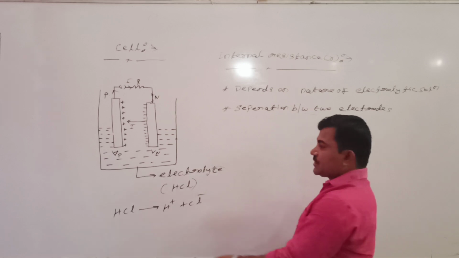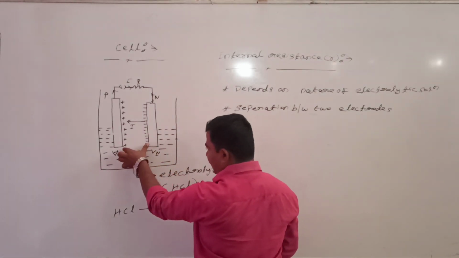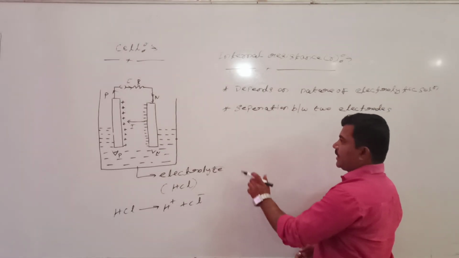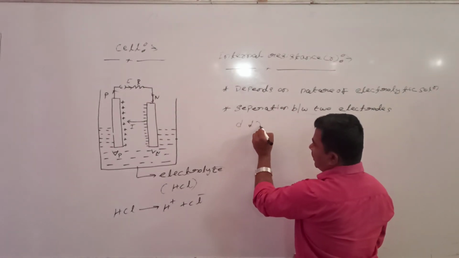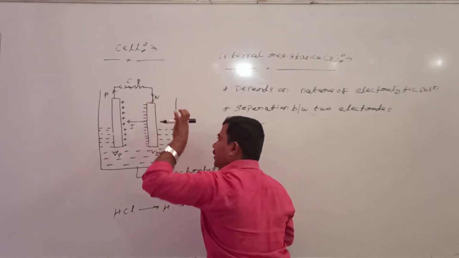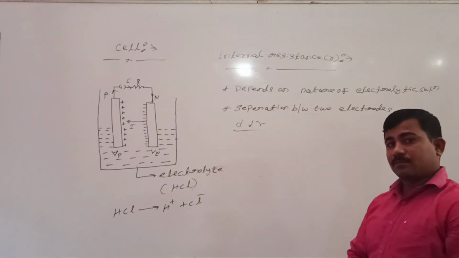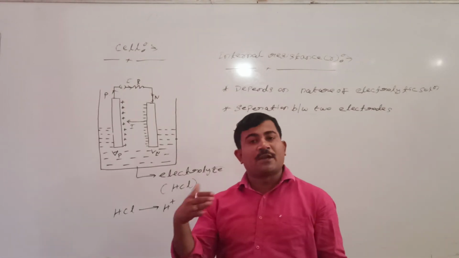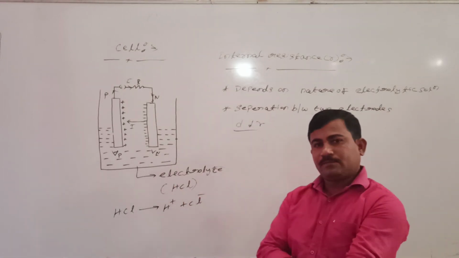See here, this is the separation between two electrodes. As separation increases, internal resistance will increase, because if separation increases, current has to flow for a longer distance and more opposition will occur. As separation between the two electrodes increases, internal resistance will gradually increase.